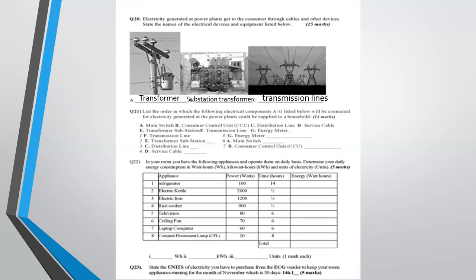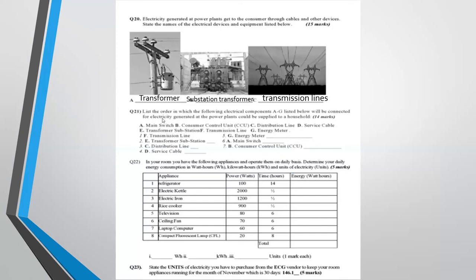This next question is very critical and demands attention. We are to list the order in which the following electrical components A to G listed below will be connected, from electricity generated at a power plant to supply to a household. This question is 14 marks, so it's enough mark to afford you something nicer. So let's see, we have a main switch, a CCU, consumer control unit, a distribution line, a service cable, a transformer substation, a transmission line, and an energy meter. So we have to arrange them in order.